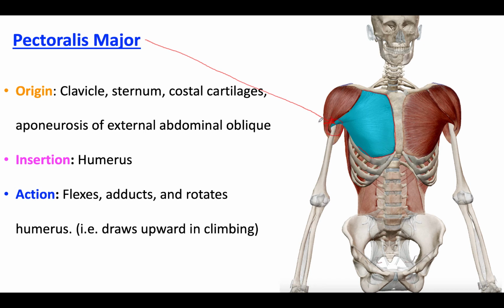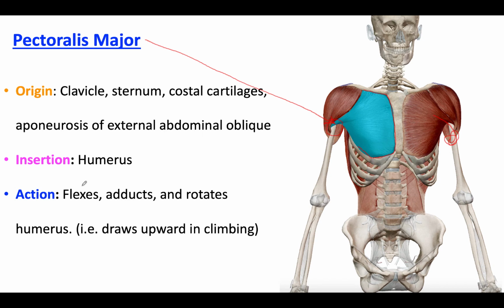And it inserts at the humerus bone. So even though this is a chest muscle, it pulls right into and connects into your humerus near where the deltoid does. Okay, its job, actions. Now, the actions of the Pectoralis Major are associated with your arms, of course, because of the connection to the humerus. So it flexes, adducts, and rotates your humerus.